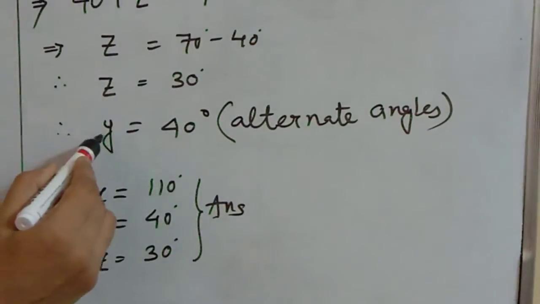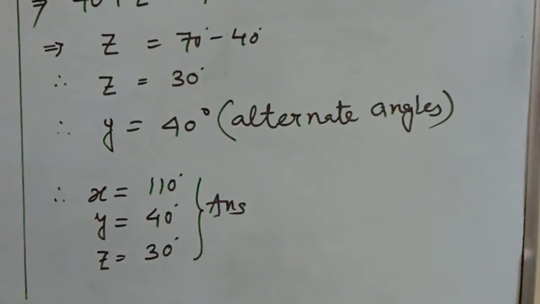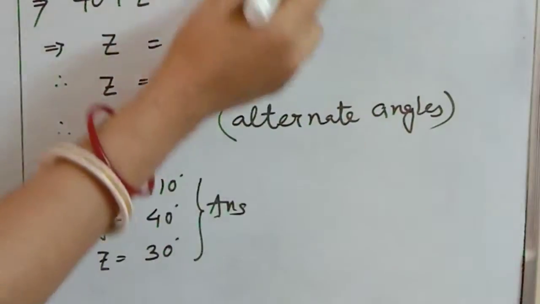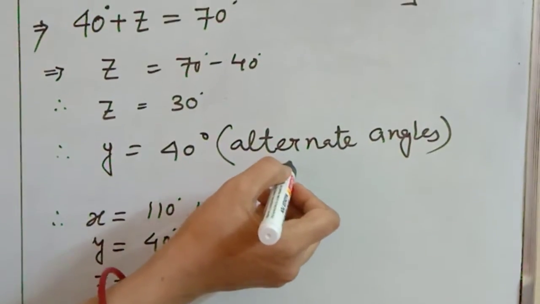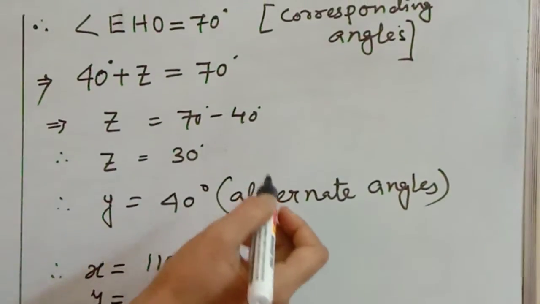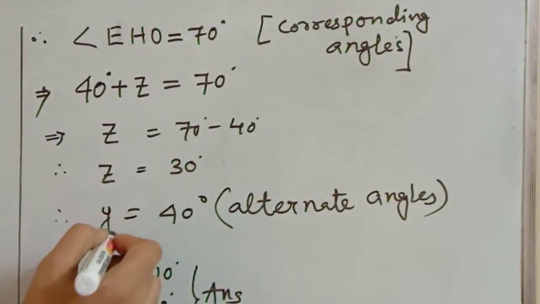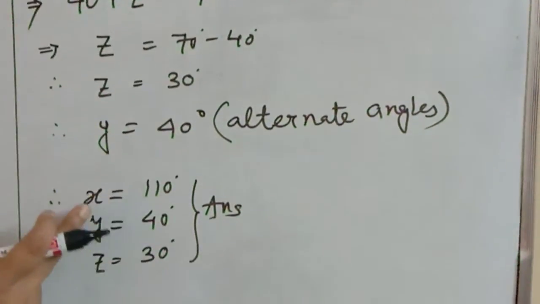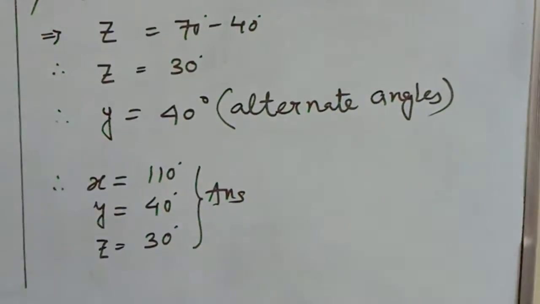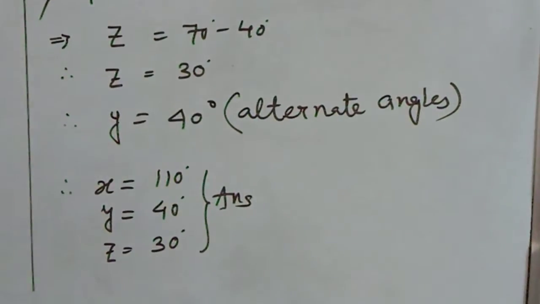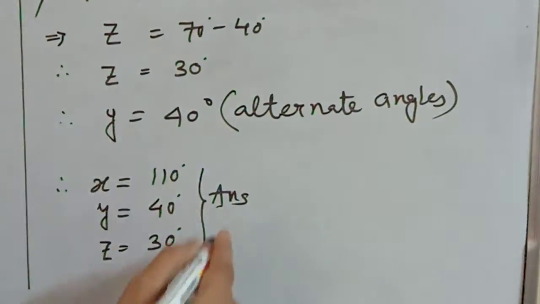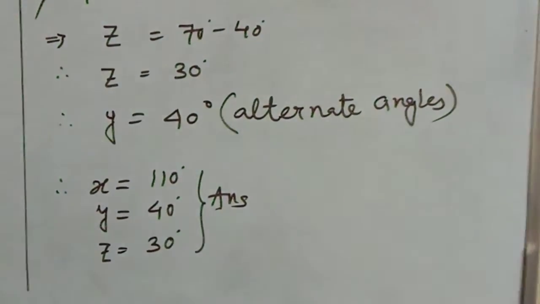Now y is equal to 40 degrees, we have written that it is alternate angle. So everywhere we have to give the property which we are using to find these unknown angles. Now all the angles you find out: x is equal to 110, y is equal to 40 and z is equal to 30 degrees. So you have to find the answer in this way.